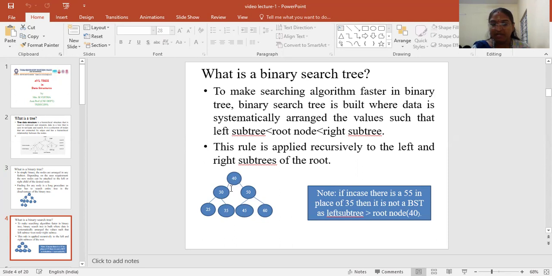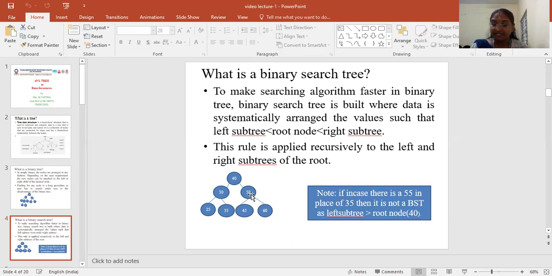Here we'll see one example. I have taken some elements and I have taken 40 as the root node over here. Values less than 40 I have attached at the left side, and values greater than 40 I have attached at the right side. See, 30 is less than 40, so I have selected it as the left child. 50 is greater than 40, so I have selected it as the right child. In the same fashion, 25 is less than 30, so I have attached it on the left of that parent, and 35 is greater than 30, the parent node, so I have attached it on the right side.